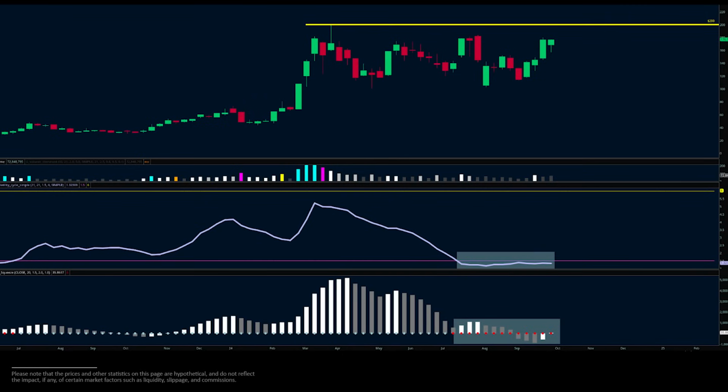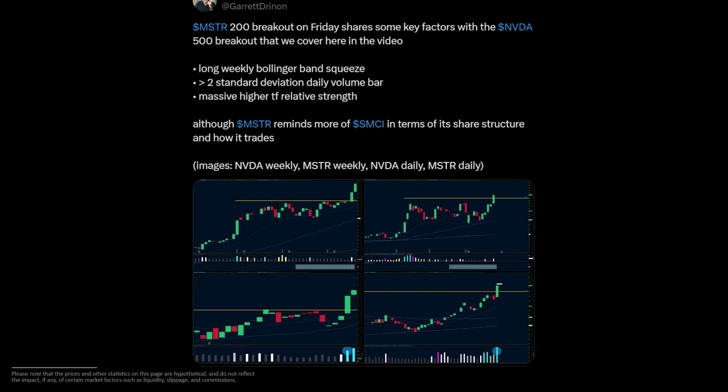But I need to see the breakout and I need to see significant volume. So we draw our breakout level at 200 and watch the daily chart for this breakout. It occurs a week later, right? And this is what I was seeing in MSTR and NVIDIA, right?